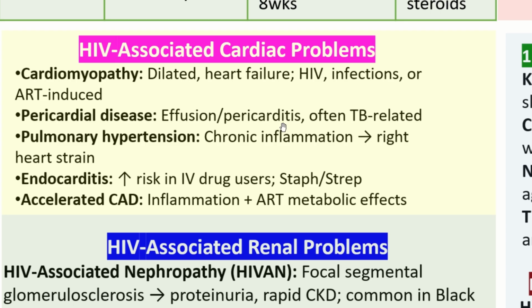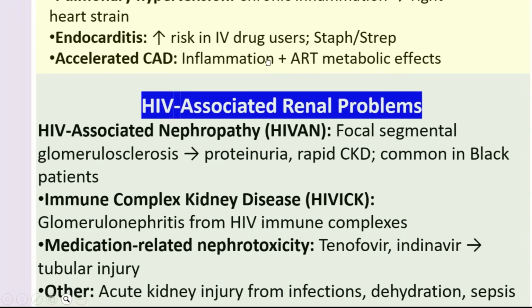Then we have pericardial disease, which includes pericardial effusions, and these ones are often due to tuberculosis. Then we have pulmonary hypertension, which is going to come due to chronic inflammation that leads to right heart strain. Then we have endocarditis, which is increased in IV drug users. Then we have accelerated coronary artery disease, and this is because in HIV there is an increased atherosclerosis due to the systemic inflammation or the metabolic effects of the antiretroviral therapy.